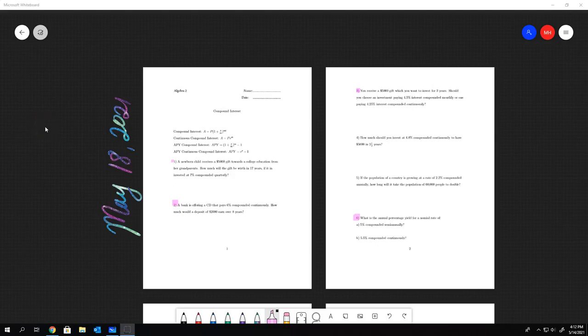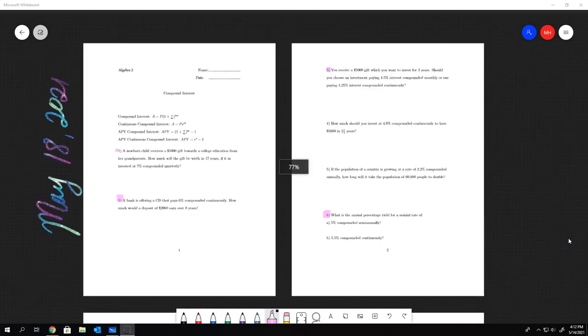Today is May 18th. This is the last topic we are going over in class before we start our final review for Wednesday, Thursday, and Friday, and then next week is finals. So we've worked with compound interest before.